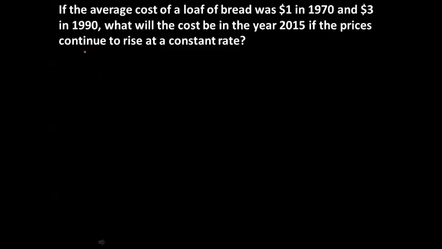Well, what I like to do first is put these guys in an XY situation. So I'm going to have, and I always let my years be X because time is always independent. So in 1970, they were $1. 1990, a loaf of bread was $3. And they want to know what it's going to be in 2015. And again, I'm going to let that be Y3. So first, let's figure out the slope. Oh, X1, Y1, X2, Y2, X3, Y3.